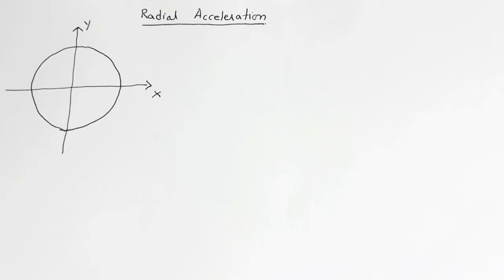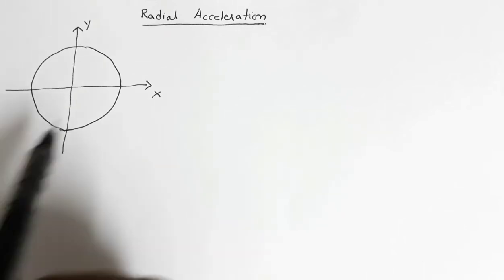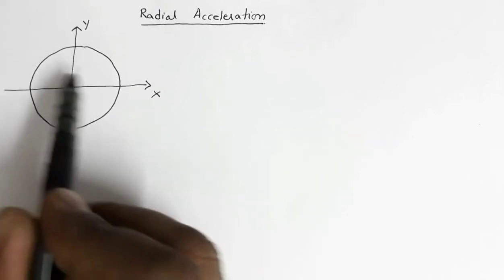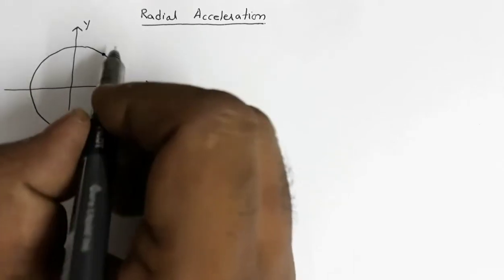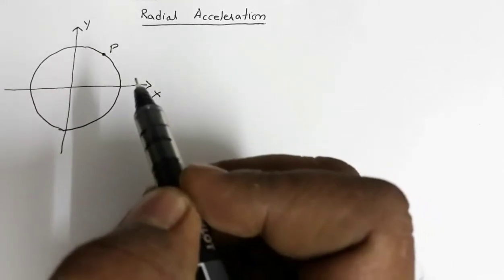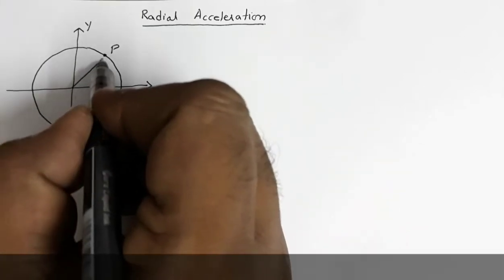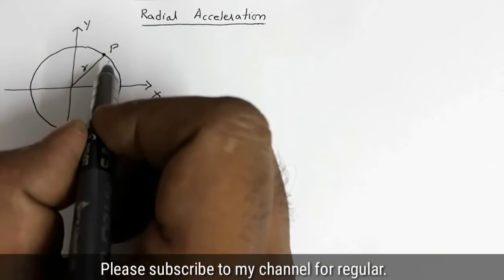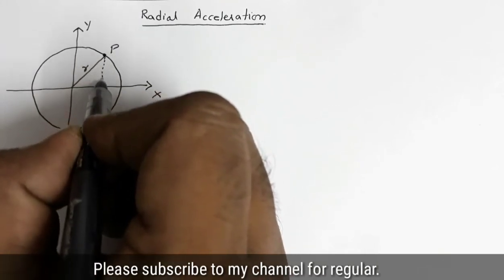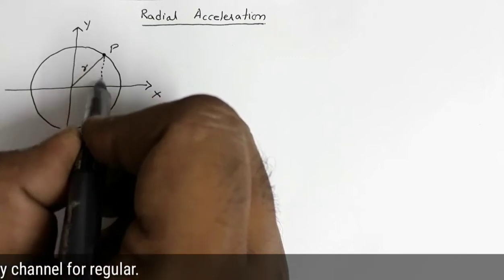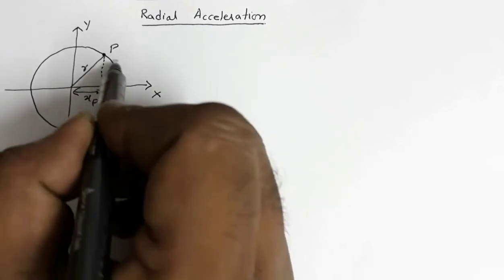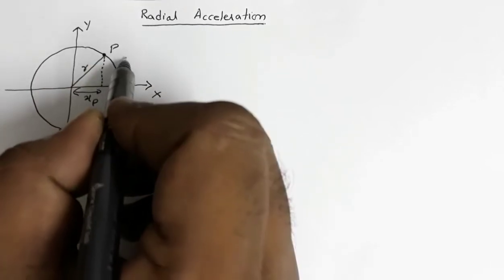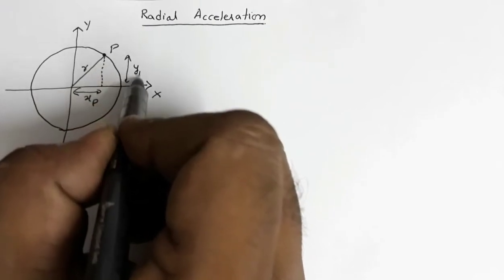Now in this video I'm going to show you the derivation for the expression for radial acceleration. This is a circular path along which a particle is moving, and suppose at some instant the particle is at this particular position, marked as P. This is the radius R, and I'm dropping a normal from this particle along the x-axis. Suppose this distance is marked as xp, and along the y-axis it is marked as yp.